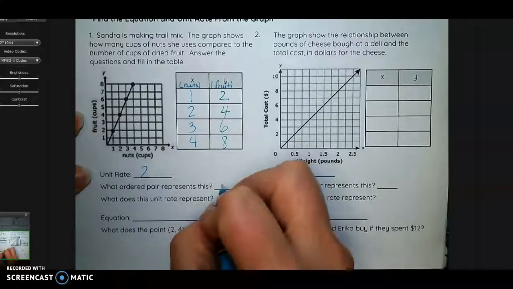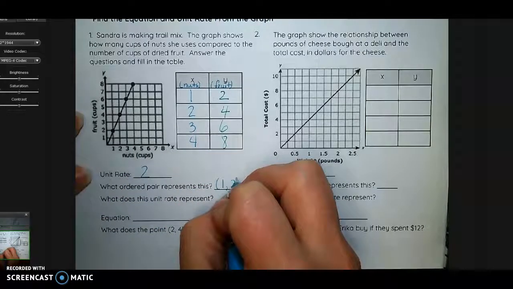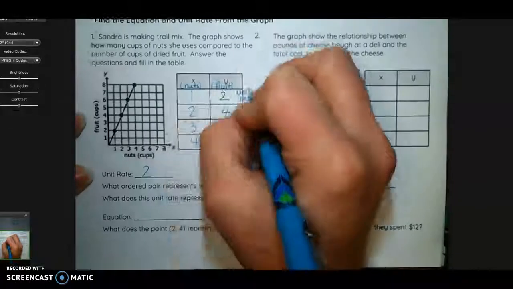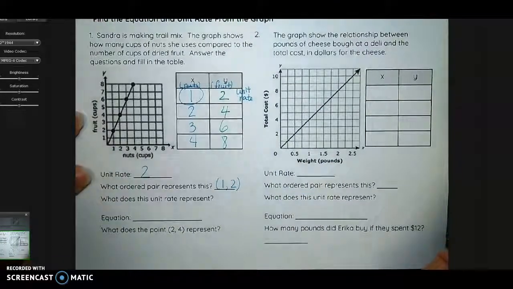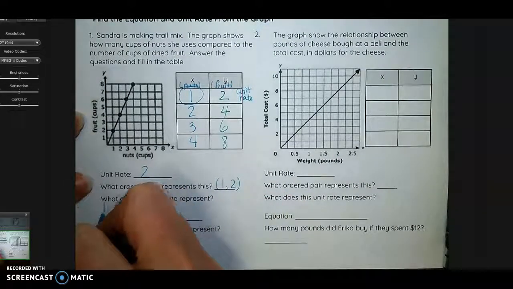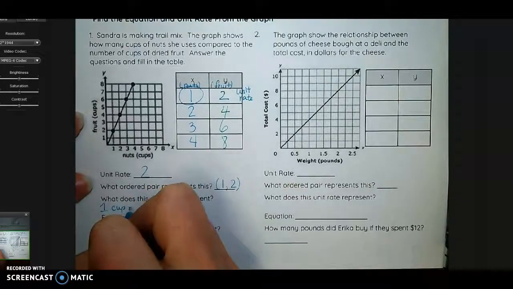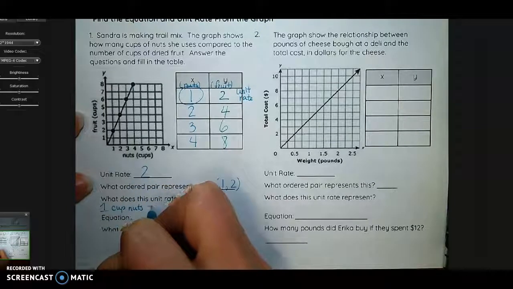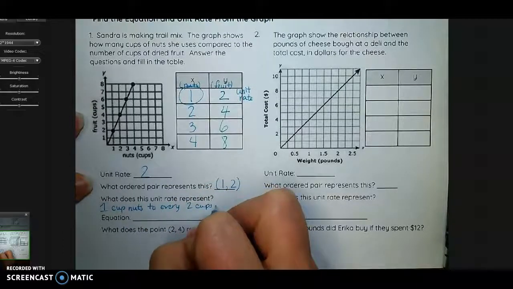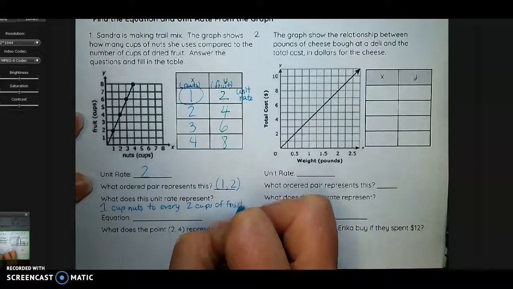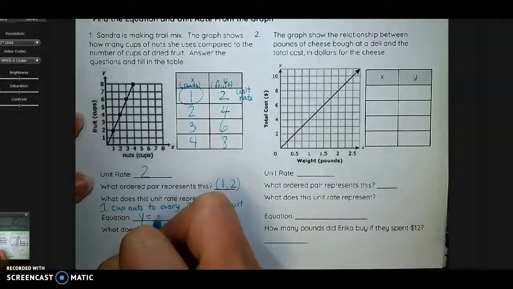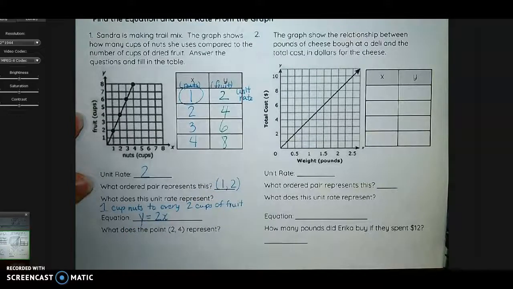My ordered pair that represents this is the ordered pair (1, 2). So this is going to be where my unit rate is, and that's because my x equals 1. And it says, what does this unit rate represent? That means that I'm using 1 cup of nuts to every 2 cups of fruit. So in other words, there is more fruit than there are nuts. There's twice as much. So the equation I could write is y equals 2 times x.